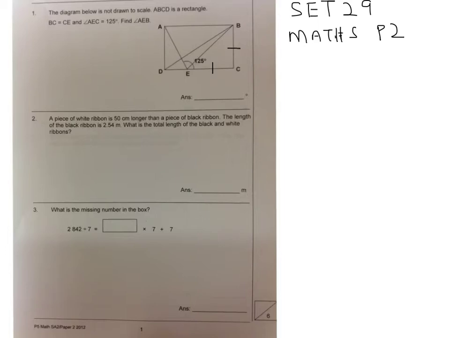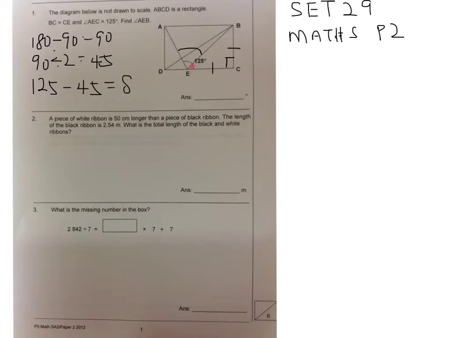Okay, so if we were to focus here, we will know that this is a right angle, which means this is 90 degrees. So to find angle BEC, the one that I've shaded in red color here, we'll just take 180 minus 90, which is 90, divided by 2 will be 45. So to find the answer AEB, we just need to take 125 minus 45, and that will give us 80. So my answer is 80 degrees.